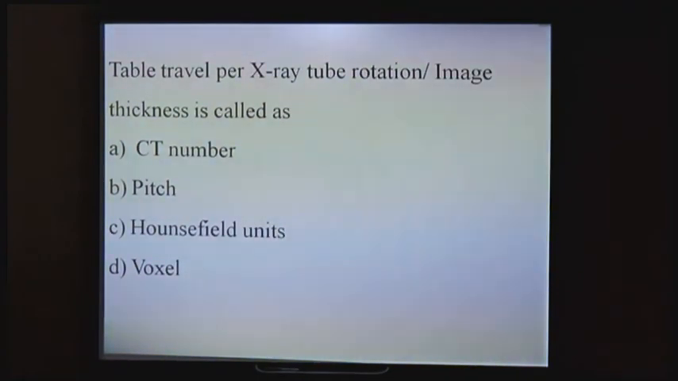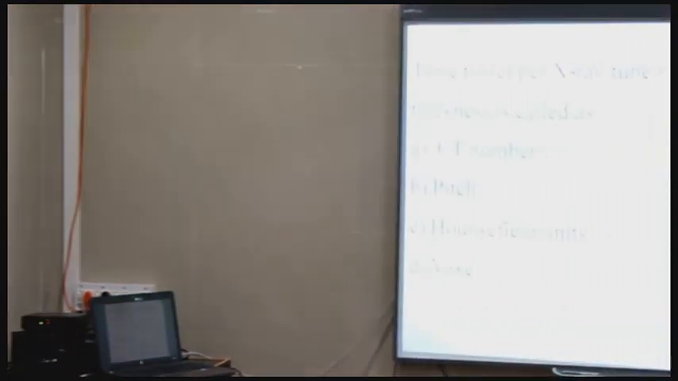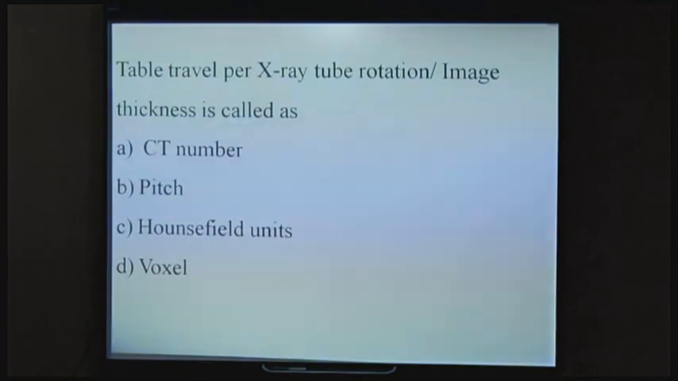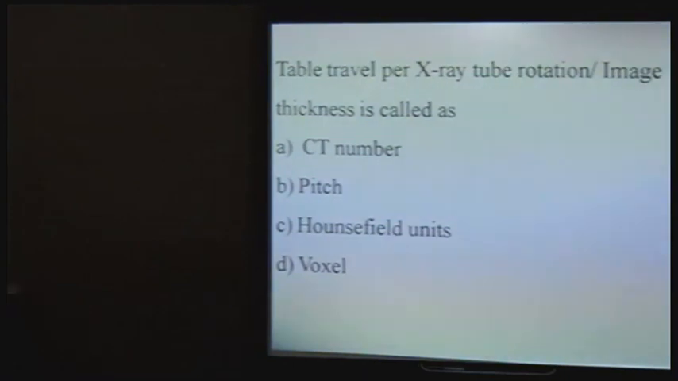The table travel per X-ray tube rotation or image thickness is called pitch. CT number and Hounsfield units mean the same. It is the amount of attenuation of the X-ray beam on a particular thickness of tissue which is assigned a value, the CT number, and it is named Hounsfield unit after the person who found this, Godfrey Hounsfield.